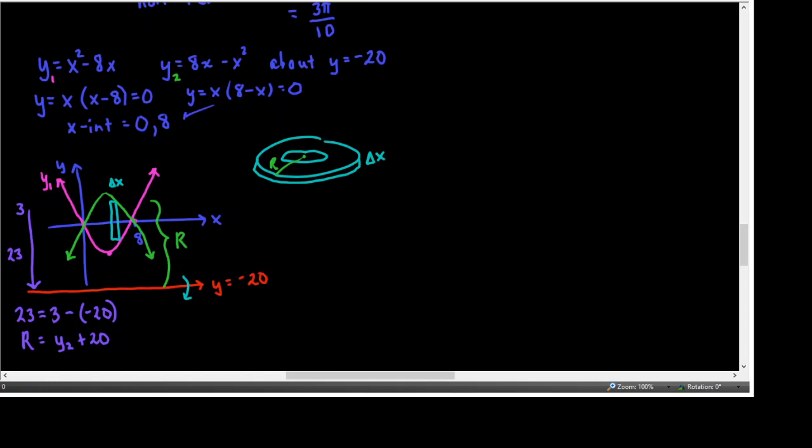Come back over here and write that here. Big R, we just discovered, is y sub 2. Make sure you pick up the correct one: 8x minus x squared, y sub 2 plus 20. All right. Now, let's look for little r.